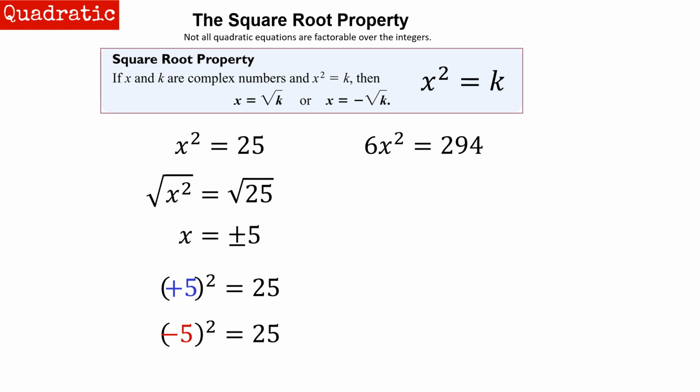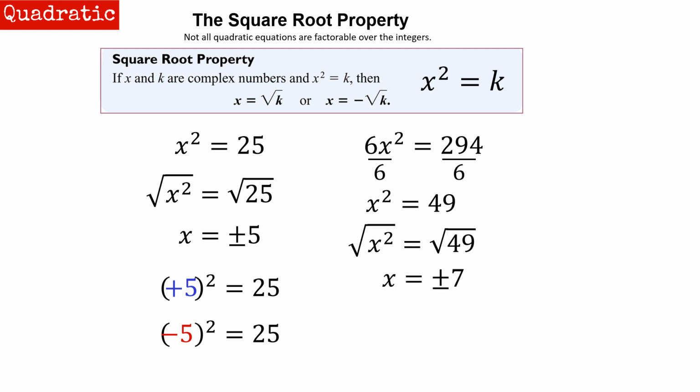Let's look at the next one. This one, we have 6x squared equals 294. Now we have a little problem with this one because the x squared isn't by itself. But guess what? We're going to make it by itself by dividing by 6. 6x squared divided by 6 gives us our x squared, and that's what we want. 294 divided by 6 is 49. Then we're just going to follow the property. Take the square root of both sides. The square root of x squared is x. The square root of 49 is going to turn out to be plus or minus 7.